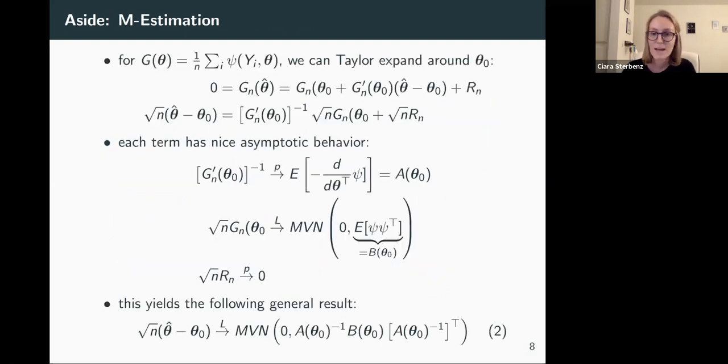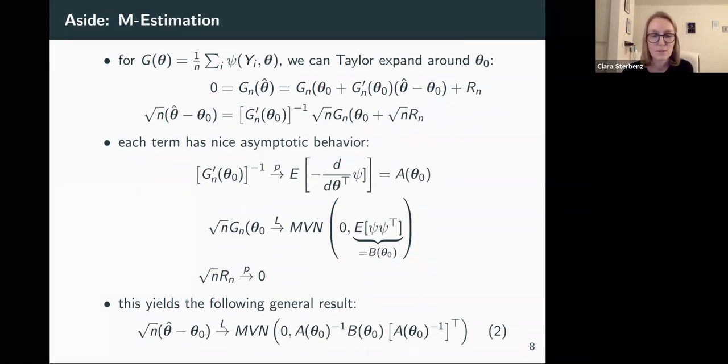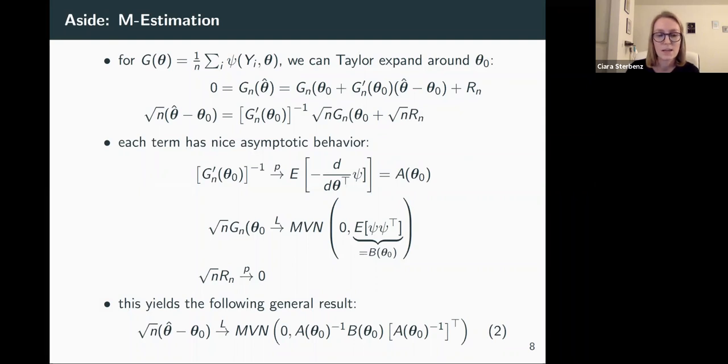And following a bunch of math, again using a lot of the techniques we learned, you Taylor expand, and you can show some nice asymptotic results. You basically end up with the general form in equation 2, which is really nice. It just shows that if you can get something that fits that psi function, then you have this general result that the asymptotic behavior is multivariate normal with the following variance.